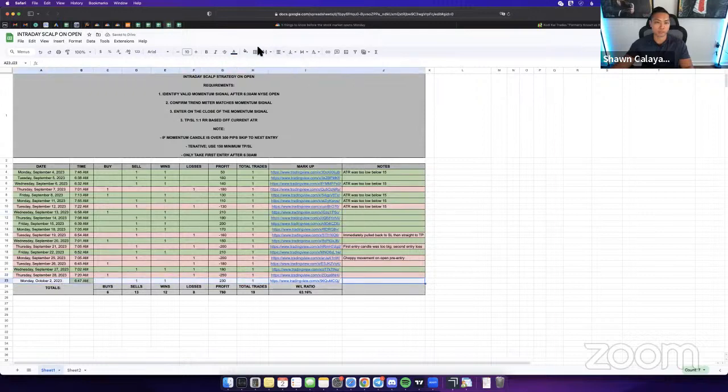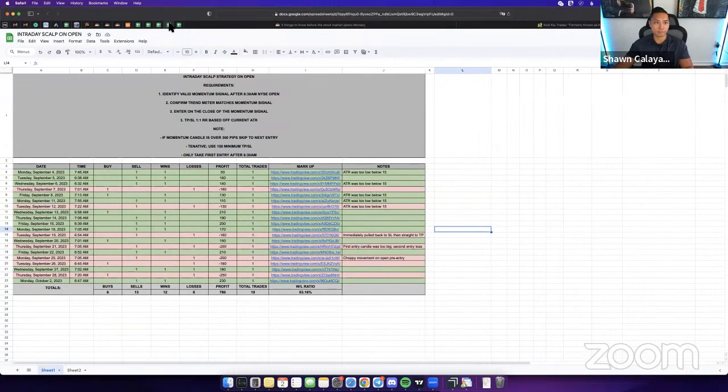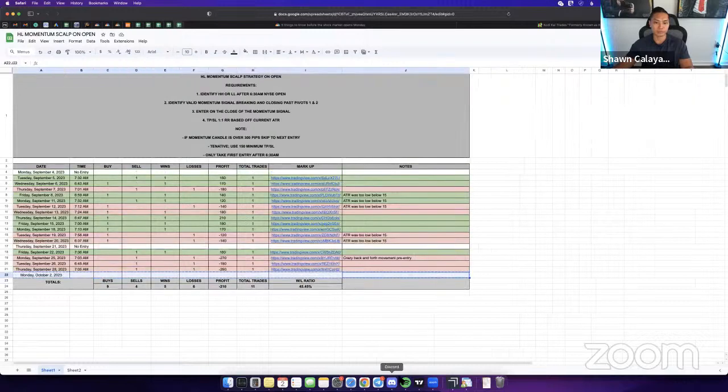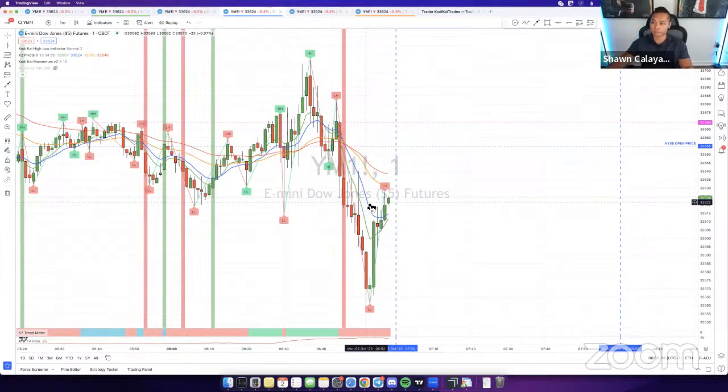All right, so basically all the entries hit today, guys. I don't know if you guys took any of these trades, but the momentum counter scalp hit full TP, breakout V2 hit full TP. The intraday scalp hit full TP right here. The only other entry that we're looking for here for testing is going to be the high-low momentum scalp. So high-low momentum scalp, and I'm going to start drawing up the levels here as well for the momentum pullback scalp.